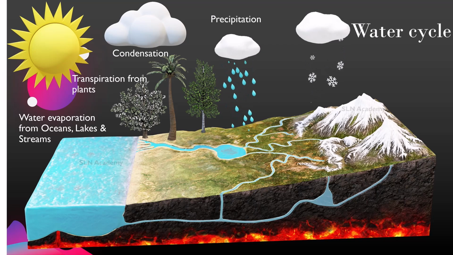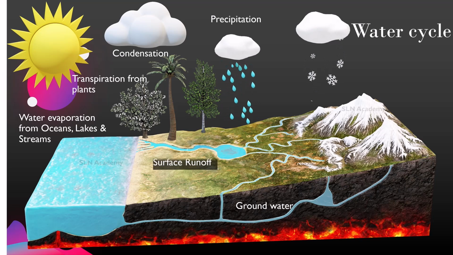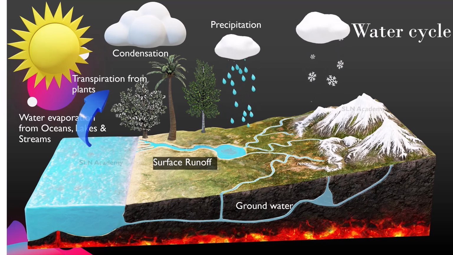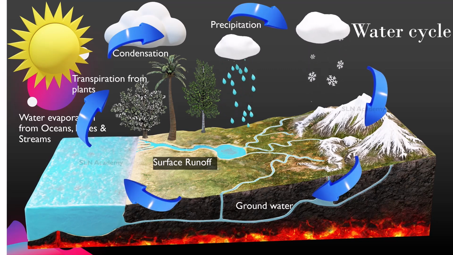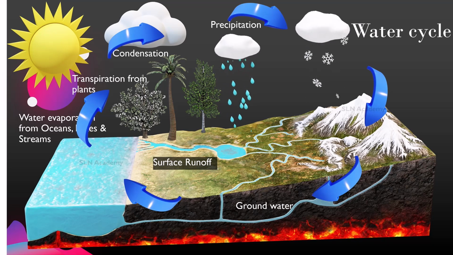Water falls from the sky in the form of rain, snow, or hail. This process is called precipitation. Oceans and lakes collect water that has fallen. Water evaporates into the sky again and the water cycle continues. These are the examples of changes in physical states of water. This water cycle is also called hydrologic cycle.